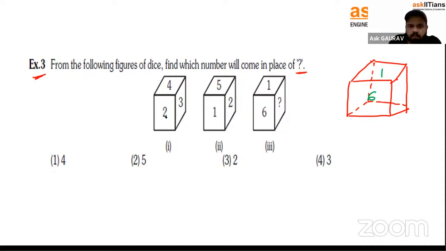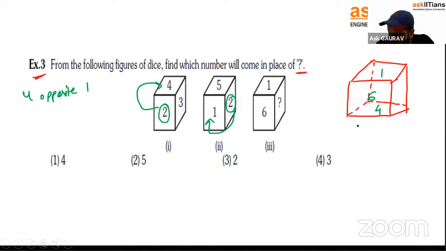See here. In the first and second, what is common? 2 is common. The clockwise to 2 is 4 in one and the clockwise to 2 is 1 in the other. So it means 4 is opposite to 1. So if 1 is at the top, then 4 is at the bottom. Is that clear or not?